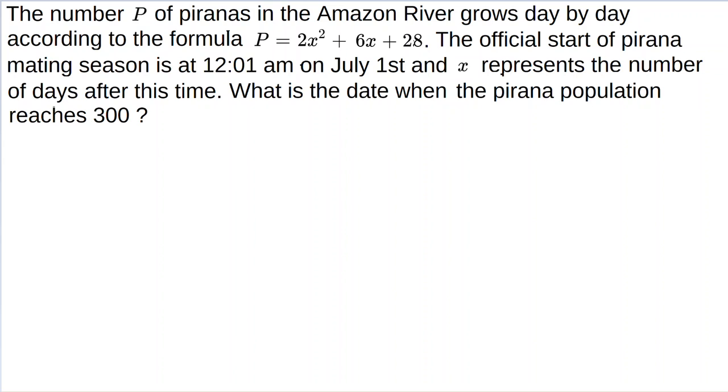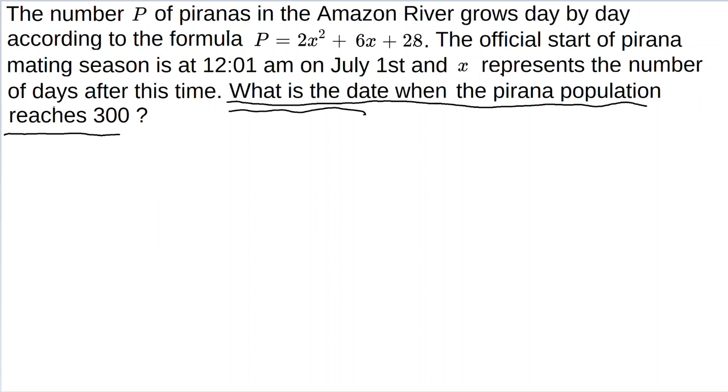Okay, so getting started. What is the date? So let's read the question that we need to answer using this model. What is the date when the piranha population reaches 300 piranhas? So when they ask what is the date, we know that we're going to somehow solve for x, because x represents the number of days after the start of piranha mating season. So we're going to find x and we're going to translate that into a date. That's the big picture here.